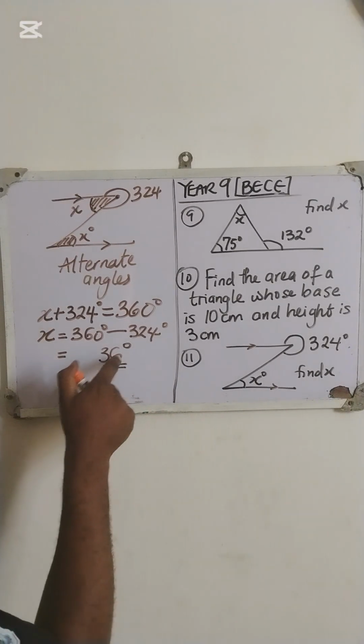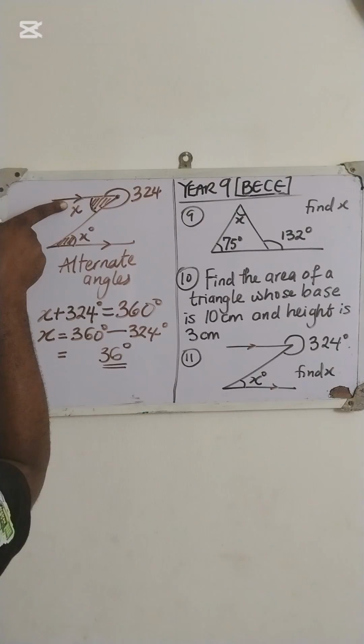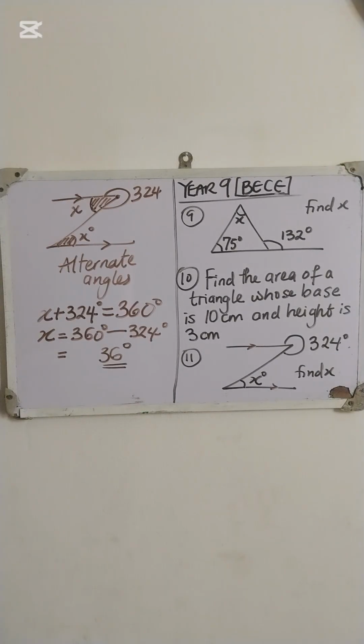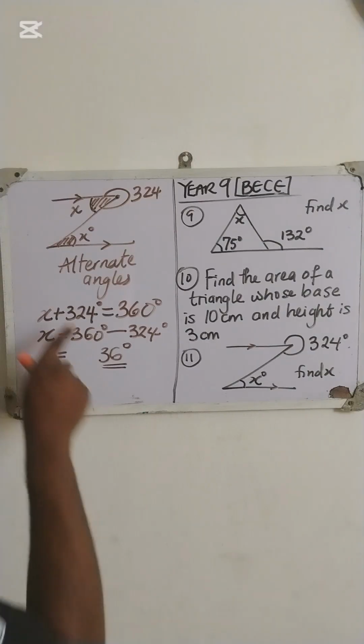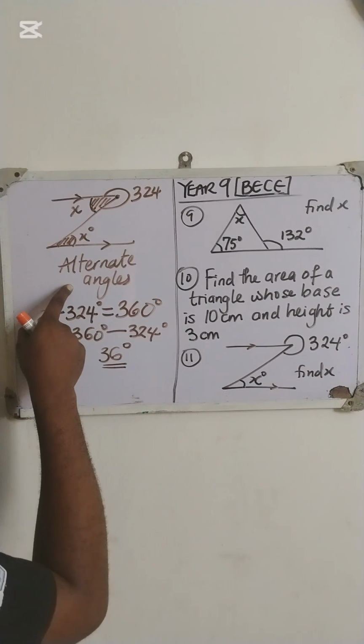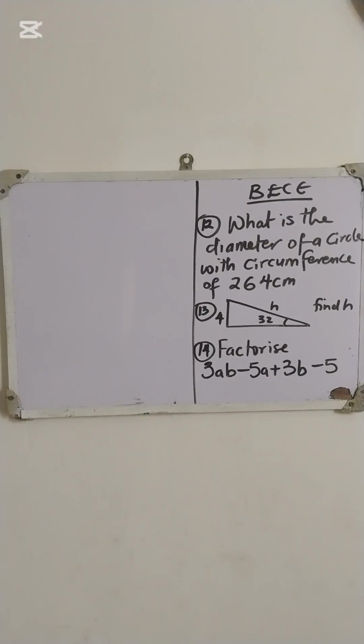So 36 is this angle. If you know that 36 is this, automatically 36 is the x below because they are equal, because they are alternate angles.